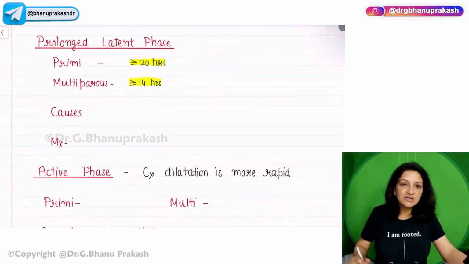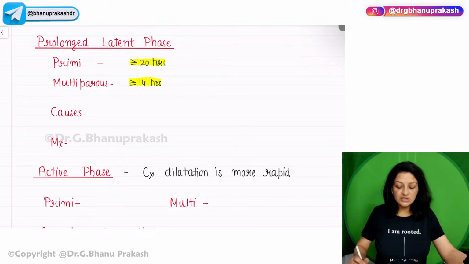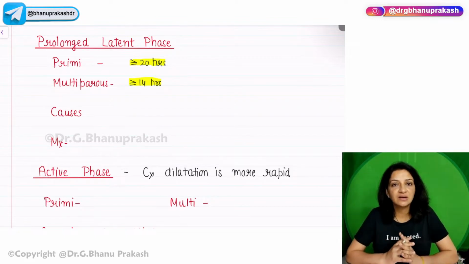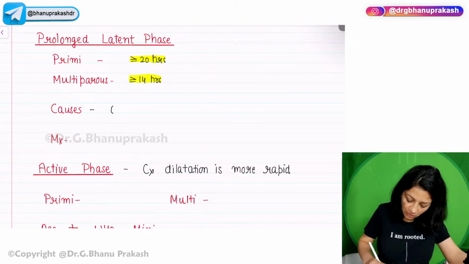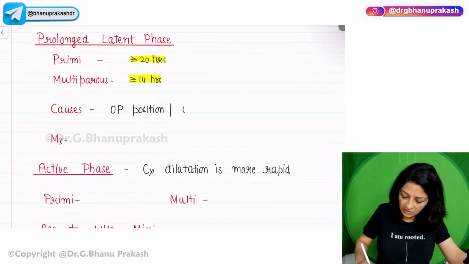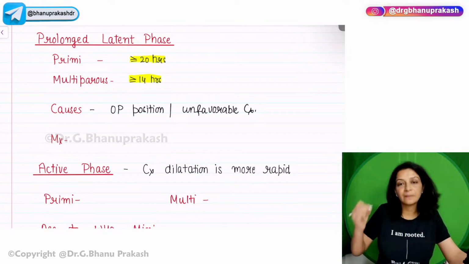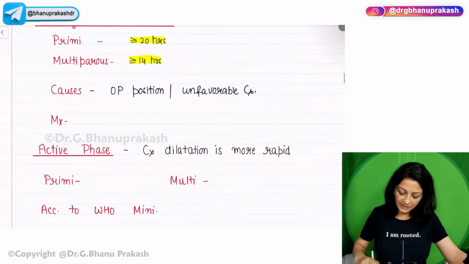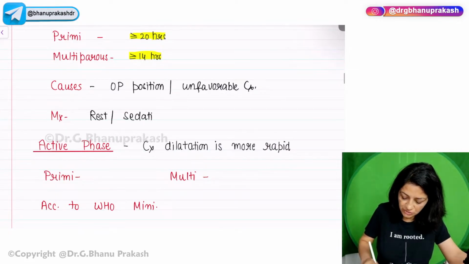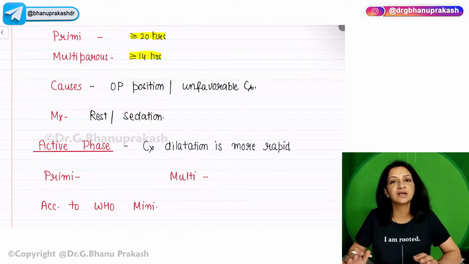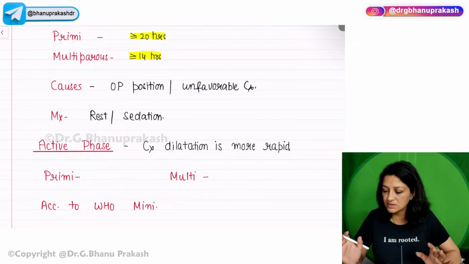So what is the cause of prolonged latent phase? जो latent phase रहता है वो सबसे lengthy phase रहता है during labor. The cause could be occipito posterior position or unfavorable cervix. So management is rest and sedation. मीन्स पेशेंट को हम या तो रेस्ट करवा देंगे या सेडेट कर देंगे. जैसे ही पेशेंट उठेगा, या तो वो एक्टिव लेबर में होगा या फिर हम कॉन्ट्रैक्शंस के लिए ऑक्सीटोसिन स्टार्ट करेंगे.